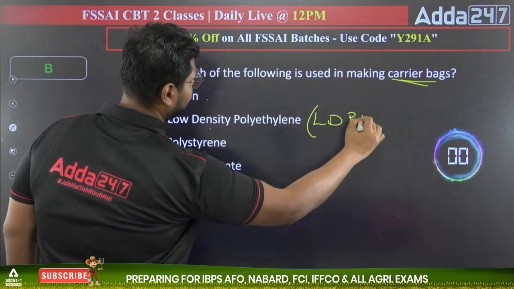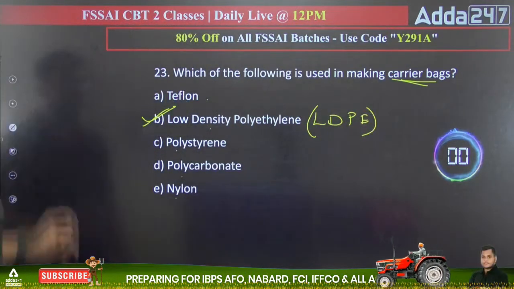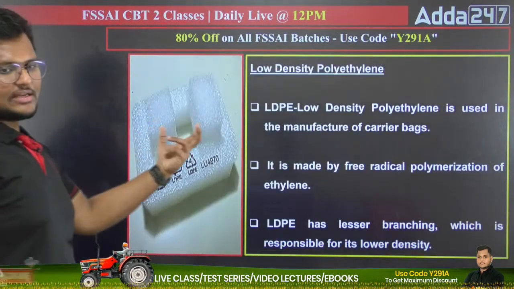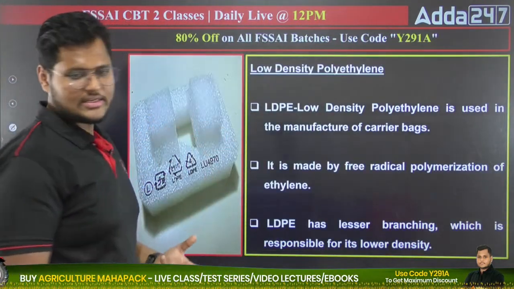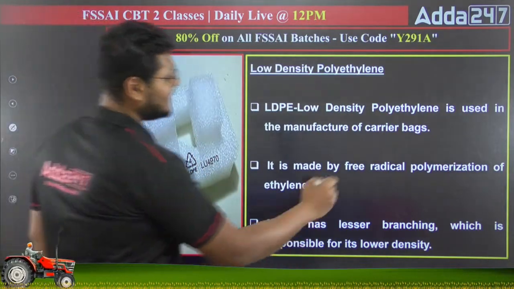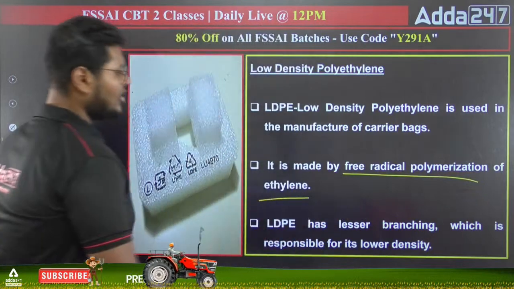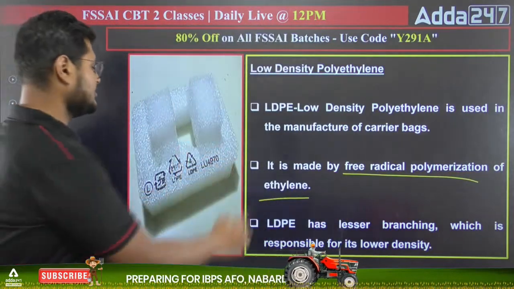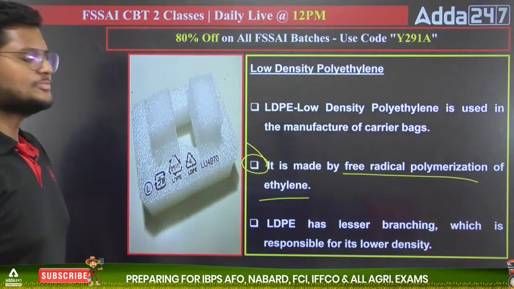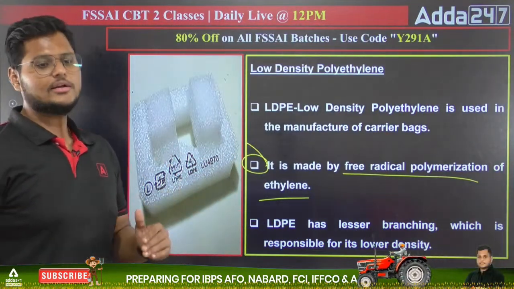LDPE. So these are basically LDPE, low density polyethylene. These are used in manufacturing the different carrier bags. It is made by free radical polymerization of ethylene. So the process is also mentioned here. LDPE has lesser branching, which is responsible for its lower density.